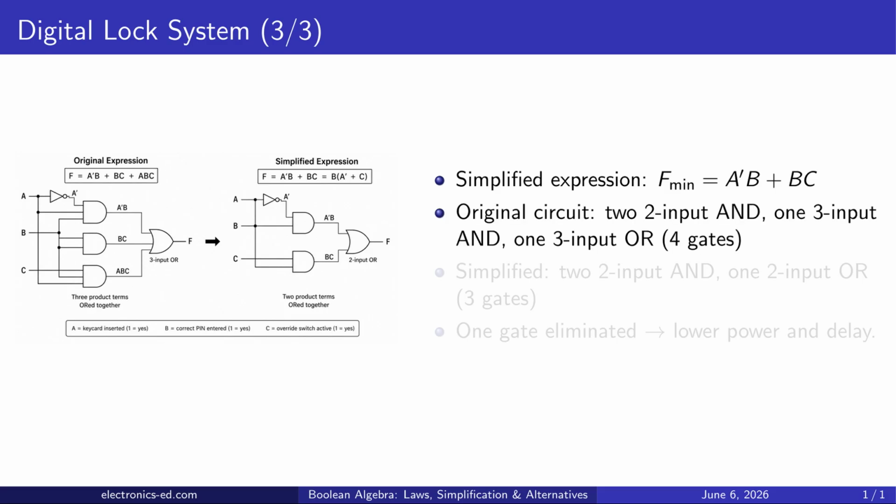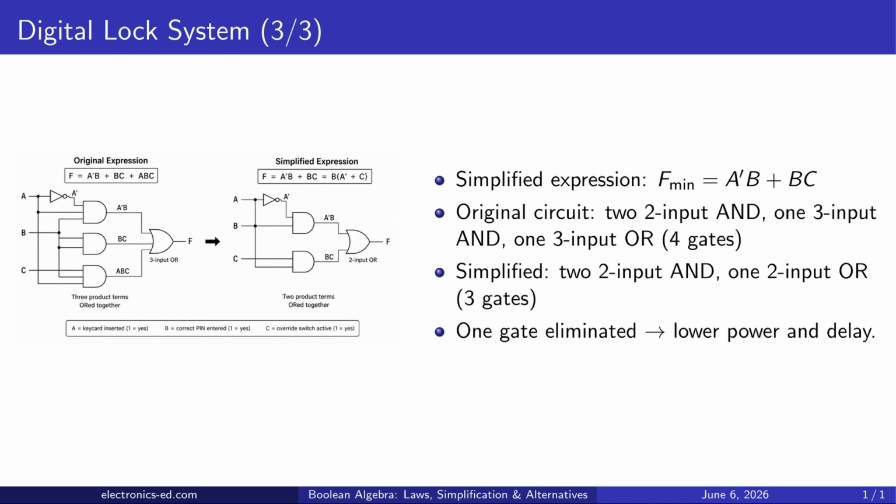The original circuit needed two 2-input AND gates, one 3-input AND, and one 3-input OR, for a total of 4 gates. The simplified version uses just two 2-input AND gates and one 2-input OR gate, so only 3 gates. By eliminating one gate, we achieve lower power consumption and shorter propagation delay.